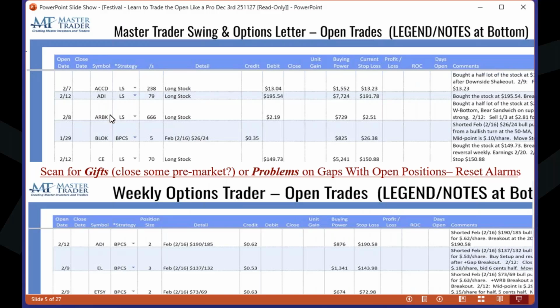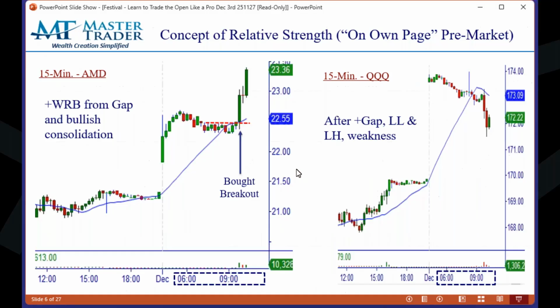And all I'm doing when I fire up my computer is looking at alarms that went off. And then I'm looking for unusually green or red numbers. So that's why I write here: do I have a gift where the stock's gapping in my direction, where I want to sell or close, cover some pre-market? Do I have any problems? Is there something against me that I might even partially hedge pre-market, or at least put in a thumbnail that says, hey, pay attention to me pre-market.